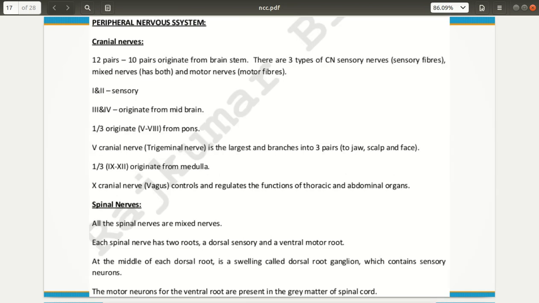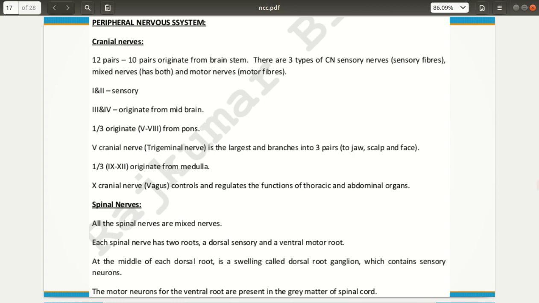Peripheral nervous system consists of cranial nerves, which are 12 pairs. 10 pairs originate from the brain stem. There are 3 types of cranial nerves: sensory nerves, mixed nerves and motor nerves. So 1 and 2 are sensory, 3rd and 4th originate from the midbrain. 5th to 8th originate from pons, and 9th to 12th originate from medulla. The 10th cranial nerve, that is vagus, controls and regulates the functions of thoracic and abdominal organs.